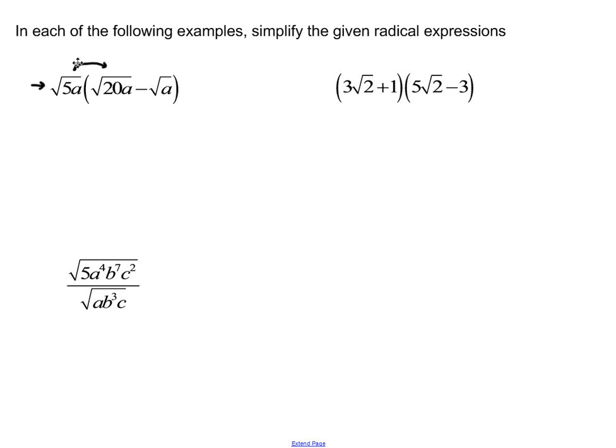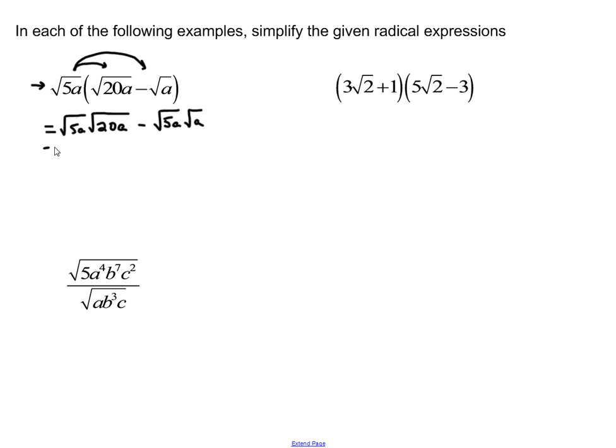And recall that the distributive property says that if we have a number multiplied in front of a sum or difference in parentheses, we multiply that quantity outside of the parentheses by both terms inside of the parentheses. So this is going to become the square root of 5a times the square root of 20a minus the square root of 5a times the square root of a.